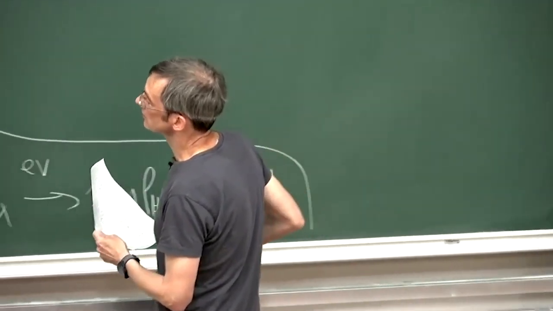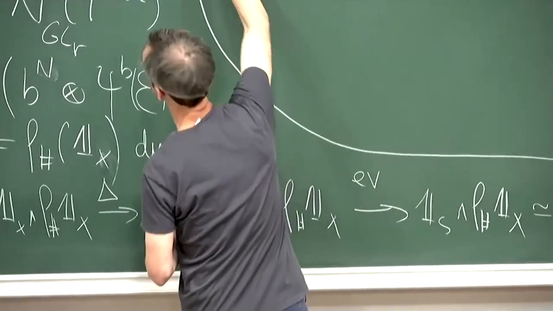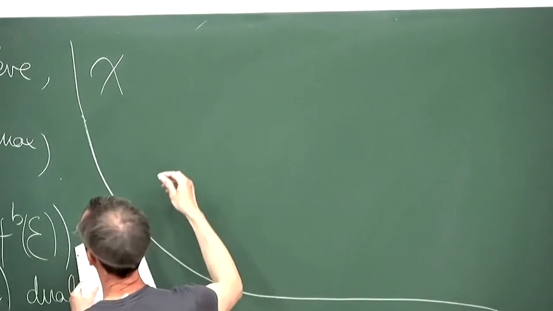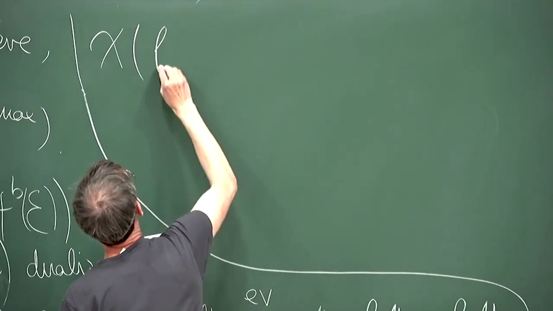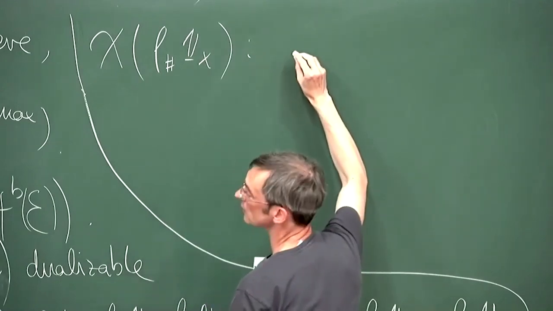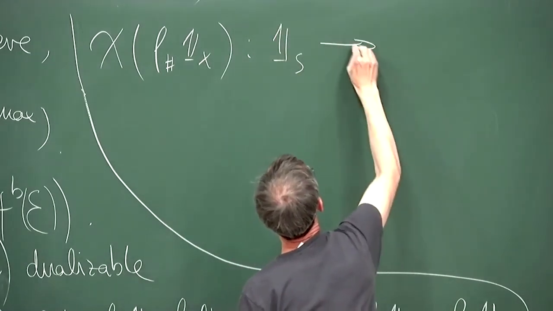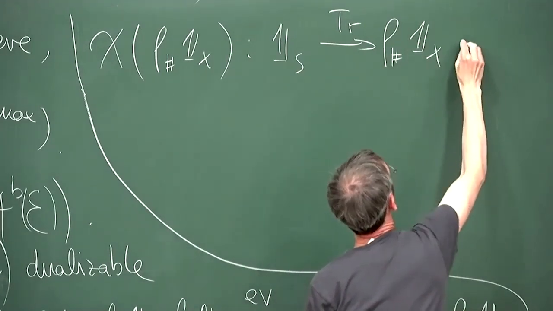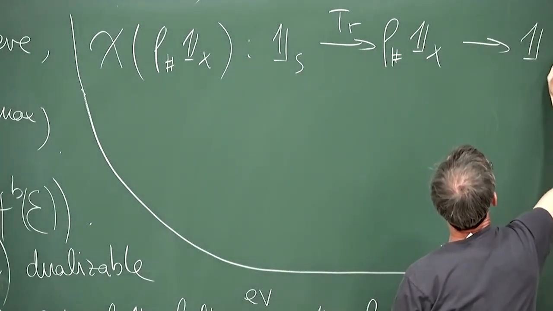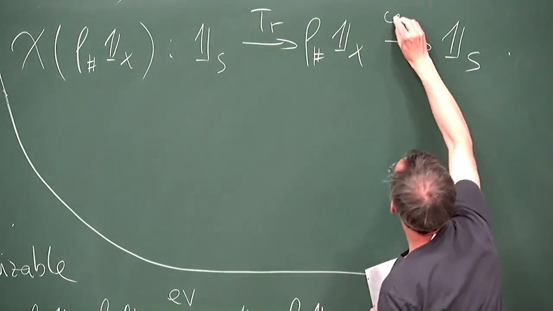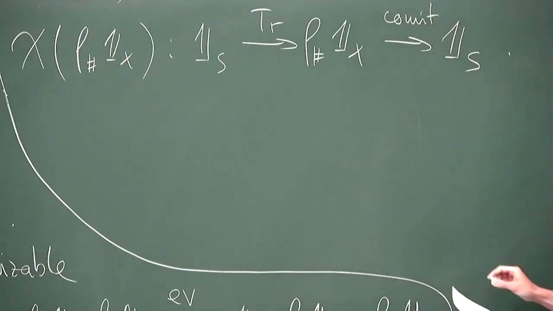and one can compute that the Euler characteristic, which has appeared already in several other talks, for example, in Franjou's talk, is obtained by taking this transfer first, and then you have the co-unit map going back here. So this is the Euler characteristic.